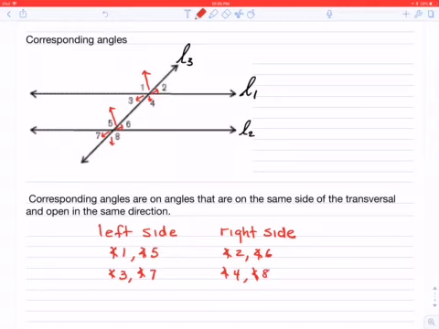Angles that are corresponding to each other are going to have the same degree measure. So angle 1 equals angle 5. Angle 3 equals angle 7. Angle 2 equals angle 6. And angle 4 is equal to angle 8. So I can sum that up by saying that corresponding angles are equal.